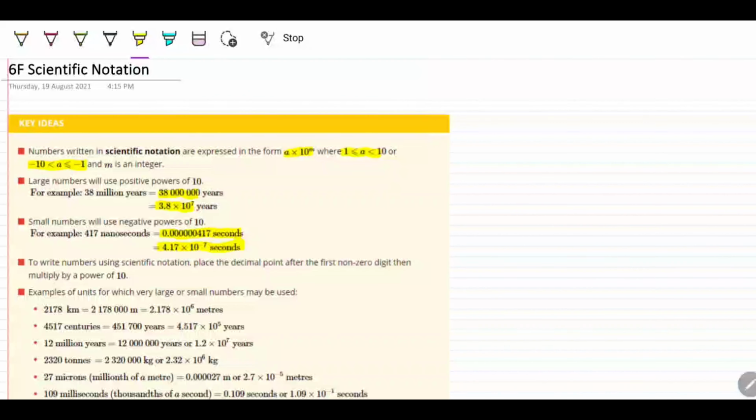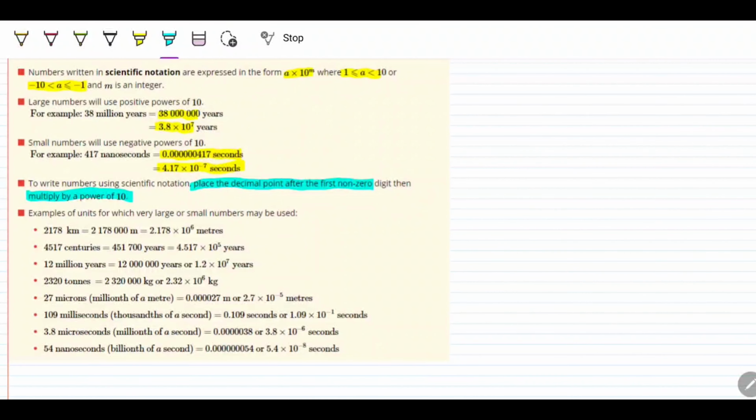To write numbers using scientific notation, place the decimal point after the first non-zero digit, then multiply by the power of 10. Let's read through some examples of units where very large or small numbers may be used. The first one we have is 2,178 kilometers. In meters, this would be 2,178,000 meters, or 2.178 times 10 to the 6 meters.